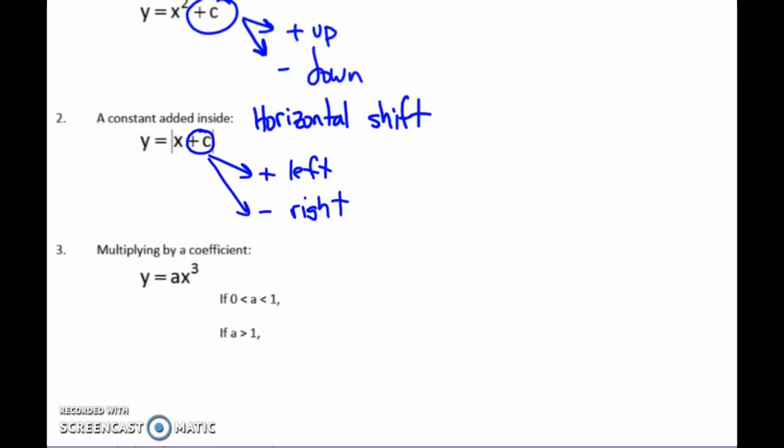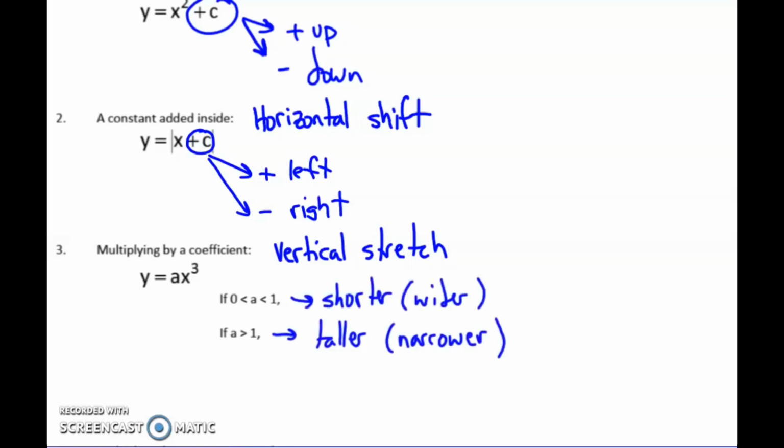Okay, next, multiplying by a coefficient. This is what we call a vertical stretch. And it's not really a true dilation, because a dilation stretches or compresses in both directions. You could say a vertical dilation, but we prefer to call it a vertical stretch. And if that value of a is between 0 and 1, it's going to make the graph shorter or give it the appearance of getting wider. And if a is greater than 1, it's going to stretch it upwards and make it taller, or again, give the appearance of it being narrower.